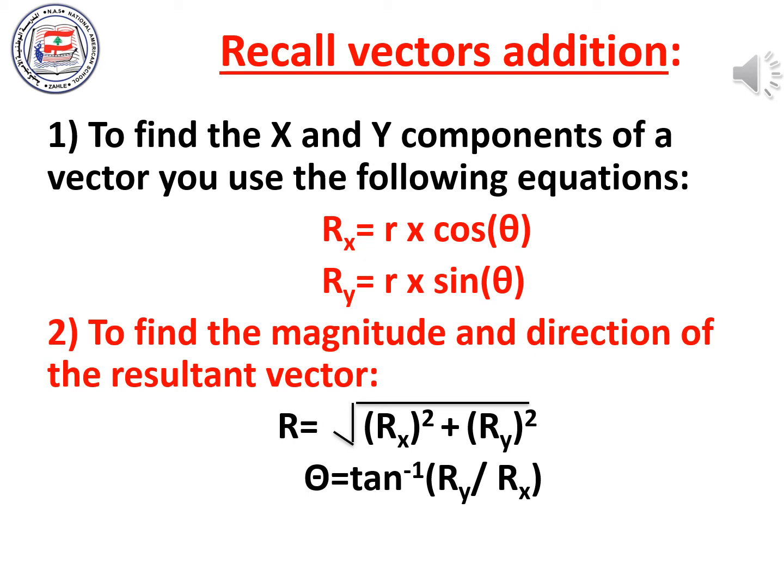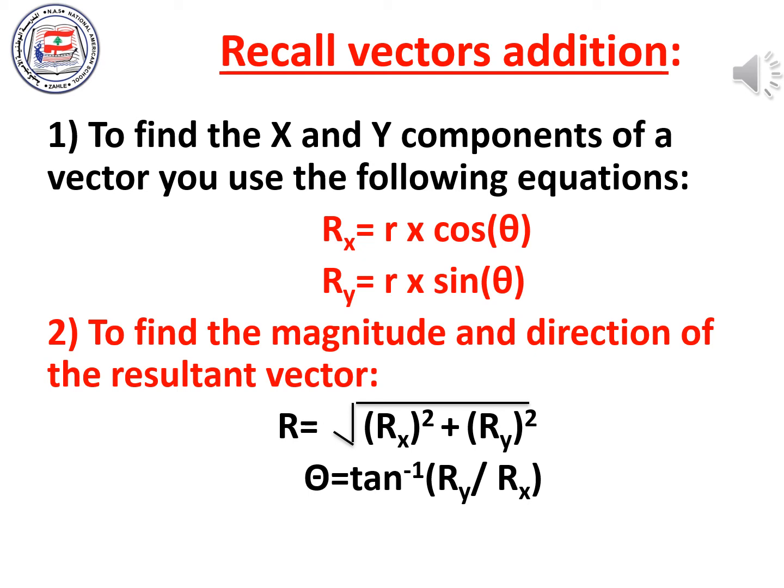In order to find the magnitude and the direction of the resultant vector, which will be the last step, we need to use the following equations. R, which is the magnitude, is equal to the radical of Rx squared plus Ry squared. So in order to find the magnitude of the resultant vector, we use the following equation: radical x component squared plus y component squared. And in order to find the direction, which is the angle of the resultant vector, we use the following equation: tangent minus 1 of Ry over Rx. So tangent minus 1 of the y component over the x component.